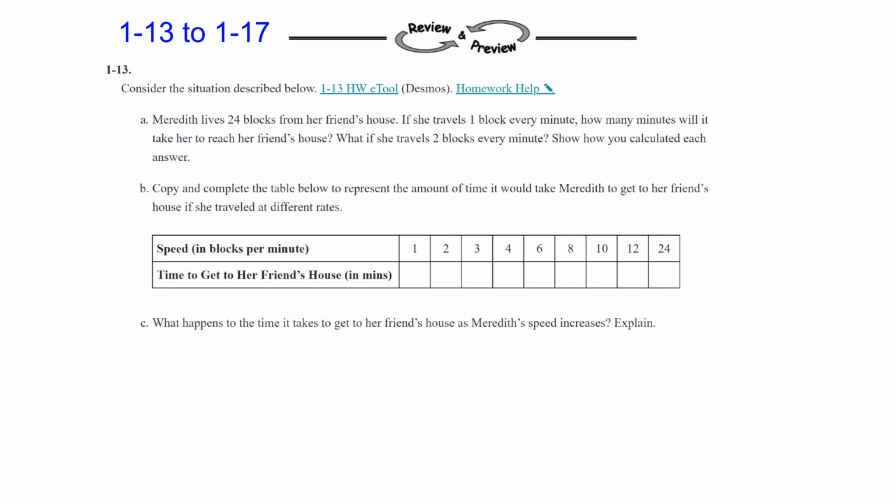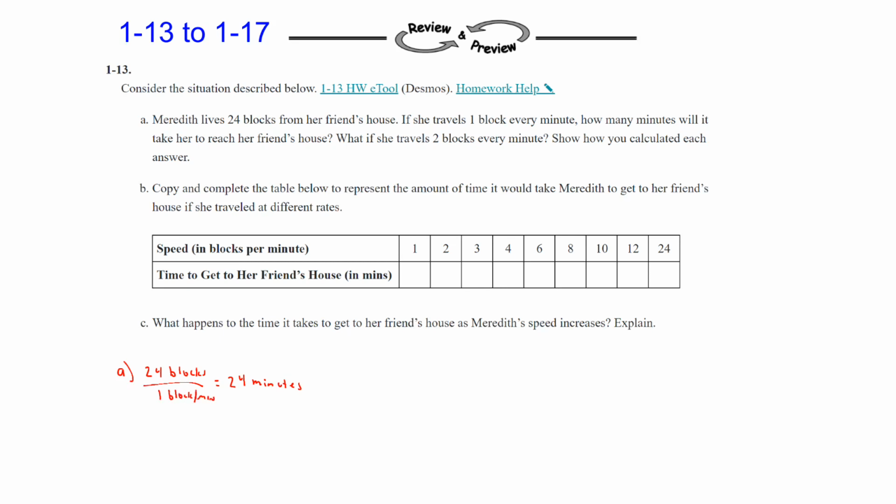Once again, there's multiple ways to look at this, but one way is if she is traveling 1 block every minute, then you can take 24 blocks and divide that by 1 block every minute, and that will give you 24 minutes. So that's how long it'll take for Meredith to get to her friend's house.